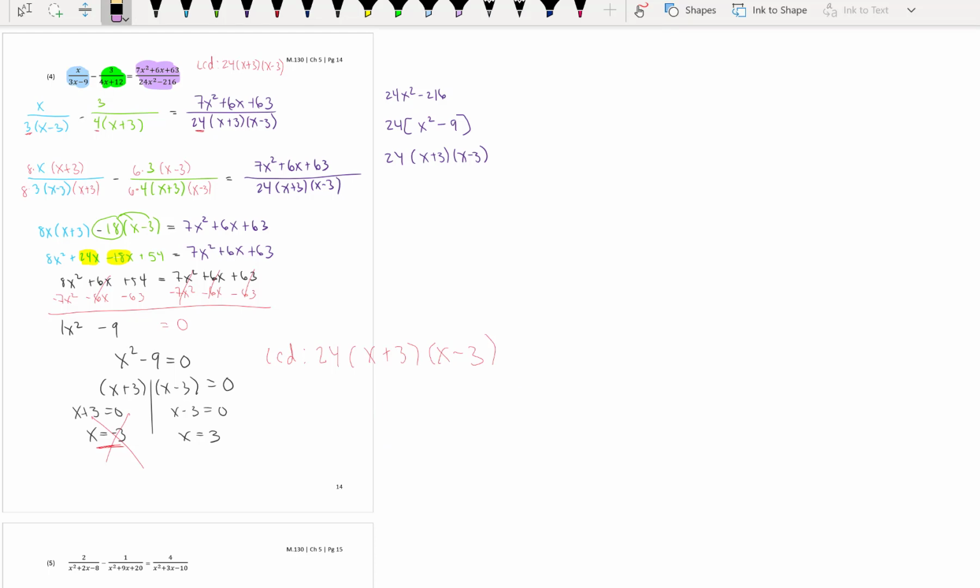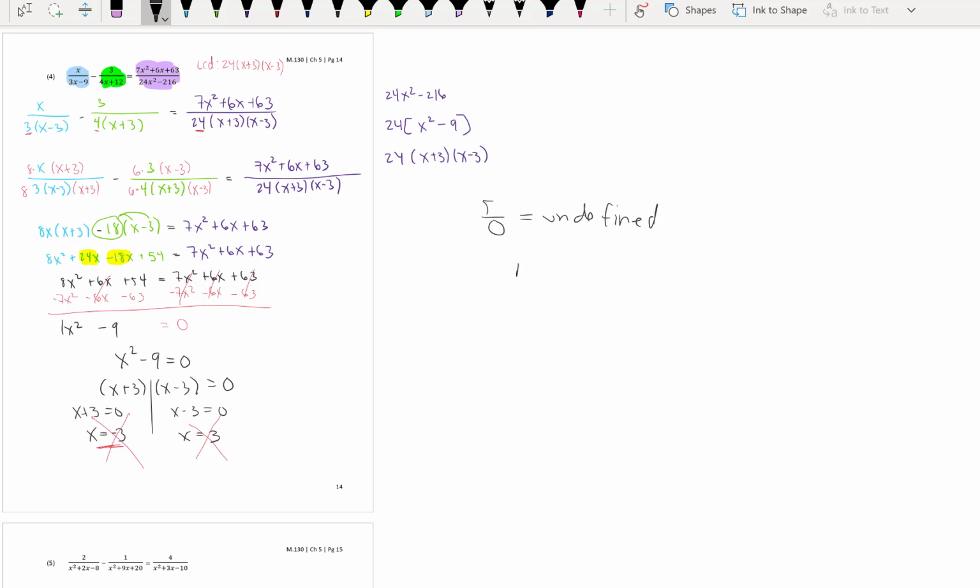Now, let's take a look at x is equal to 3. Well, if I let x is equal to 3 here, I would have 3 minus 3, which is equal to 0. Well, that's not good either. So we did all of this work to find two possible solutions, x is equal to negative 3 and x is equal to 3. But when I plug it into that LCD, that least common denominator, I get a 0. And remember, a 0 in the denominator is undefined.